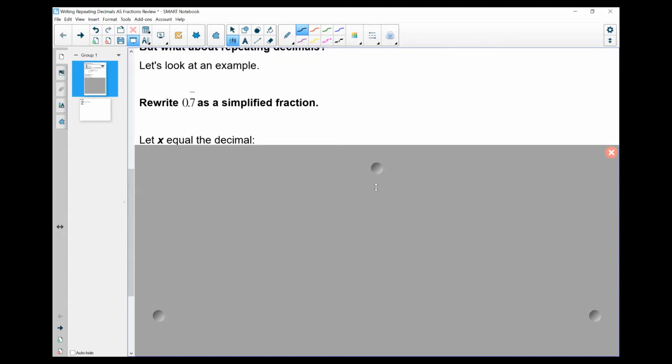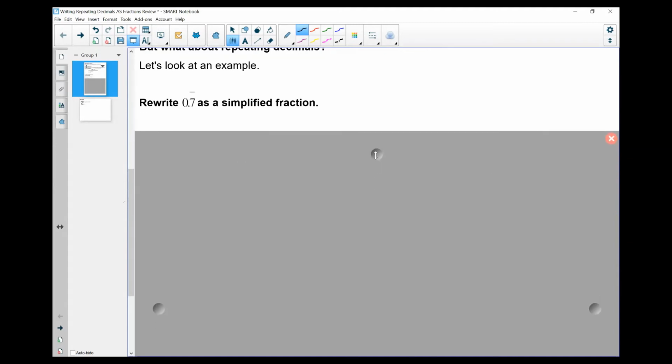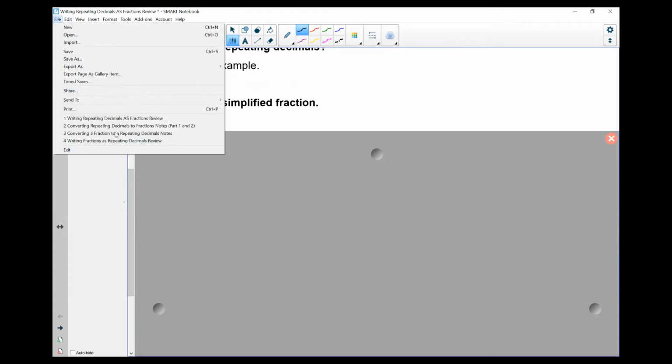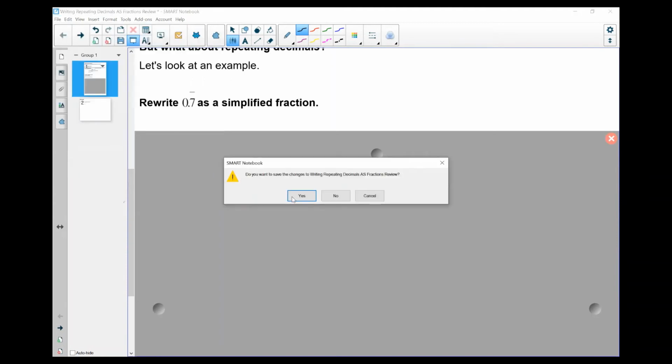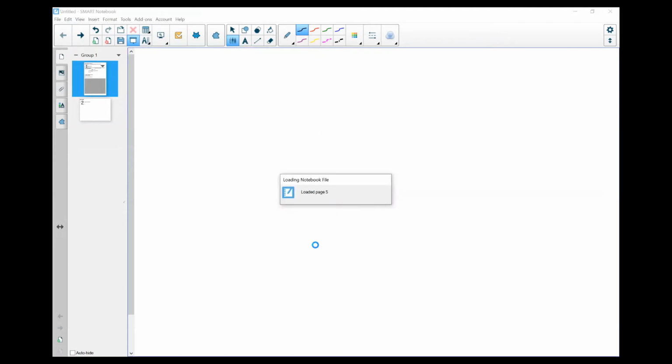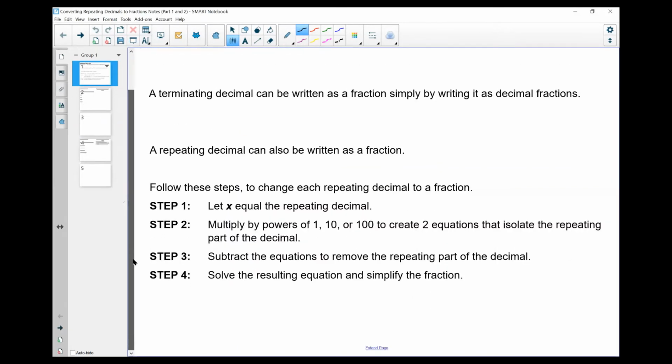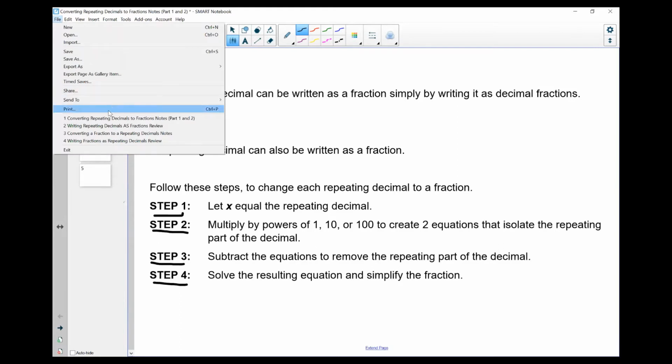You guys remember on Friday we took notes on this. I want to open it up here real quick. Remember, we took notes right here. This is what we're going to do. We're going to do step 1, step 2, step 3, and step 4. So let's go back to that problem.